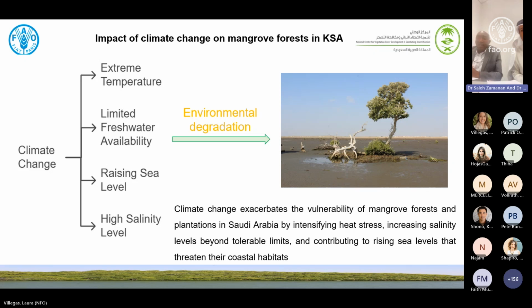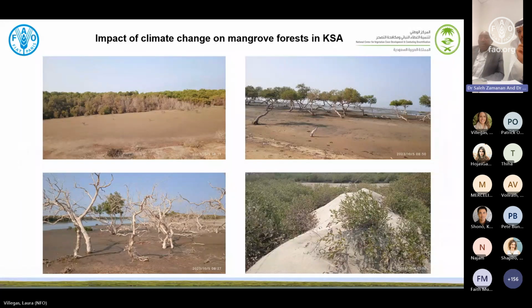Another factor is salinity. Salinity is very high in the Arabian Gulf, sometimes exceeding 80 PSU, and in the Red Sea it is 45 PSU. That's why we are concentrating most of our plantation in the Red Sea, mainly in the south and west. This picture shows the degradation that happened by natural factors and also by camel grazing and sand movements, both human activities and natural factors.